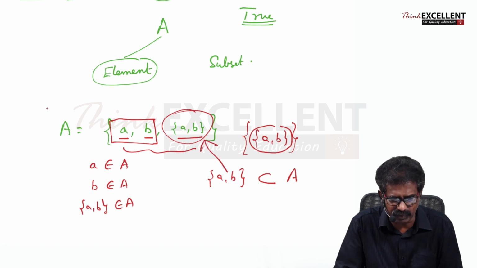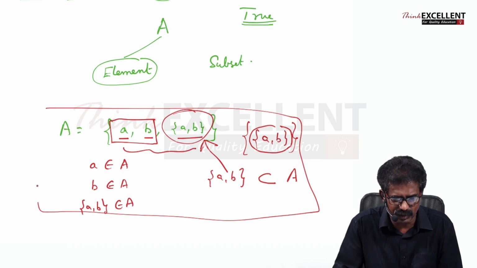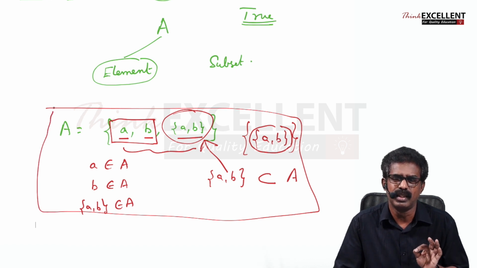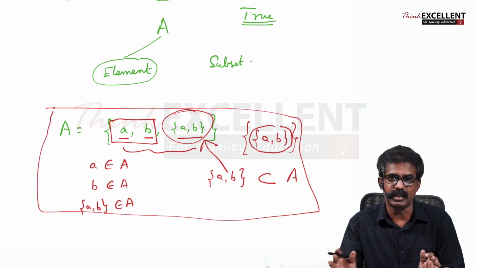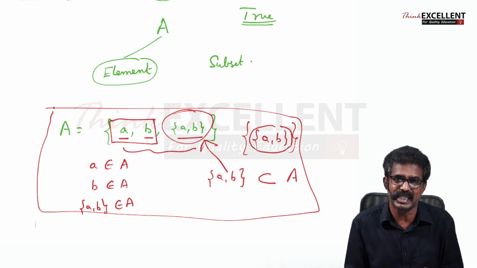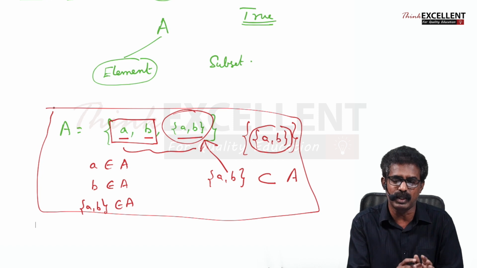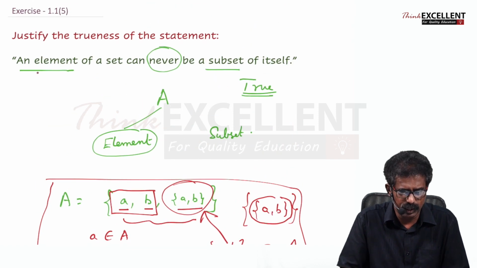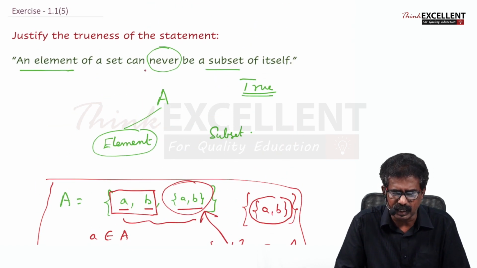Just for fun, we can talk about all these things. But very simply, you can remember: element and subset. An element cannot be a subset, okay? Because an element is not a set, and a subset should be a set. So an element is an element only, not a set. So an element of a set can never be a subset of itself. This statement is true.